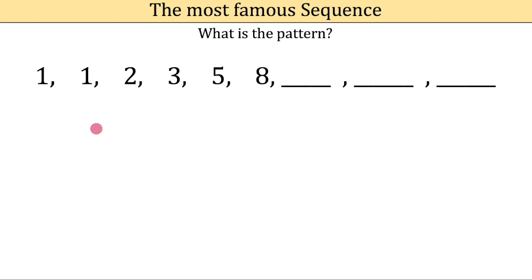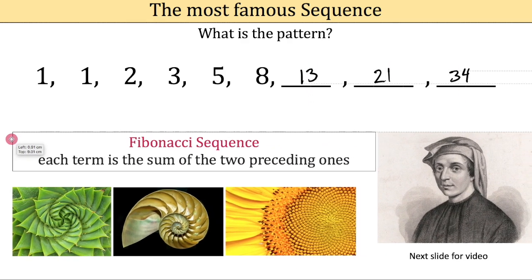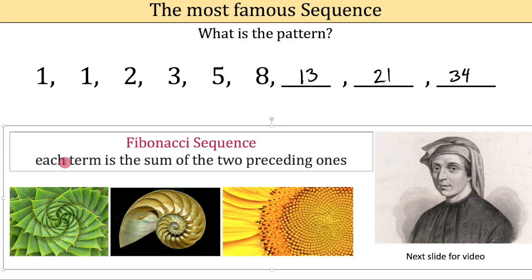So let's first talk about what the pattern is. If I go 1 plus 1, that's 2. If I go 1 plus 2, that's 3. If I go 2 plus 3, that's 5. If I go 3 plus 5, that's 8. If I go 5 plus 8, that's 13. If I go 8 plus 13, what's that going to be? It's going to be 21. And 13 plus 21, that's going to be 34. So that's how the pattern works. You're plussing together the two preceding ones. And what we call this is the Fibonacci sequence. So each term is the sum of the two preceding ones.